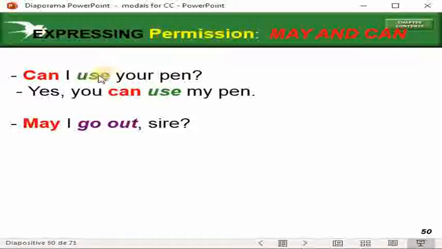واش يمكن ليا نستعمل القلم ديالك. كنطلب الإذن. So هنا yes you can use my pen. So he or she gives me the permission to use the pen. هنا إعطاء الإذن. You can use my pen. So this is giving permission and this is asking for permission.